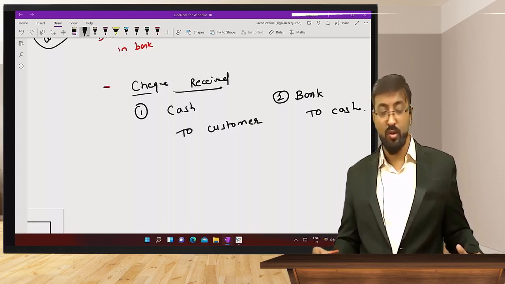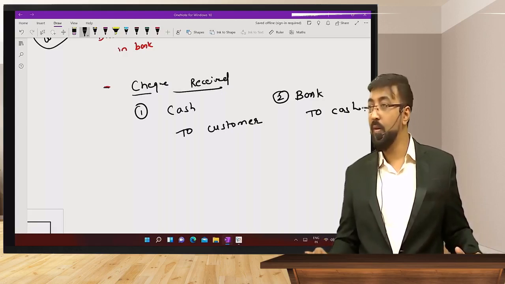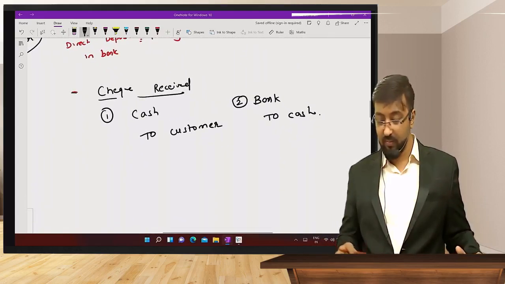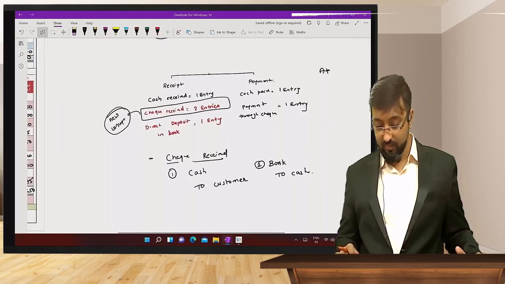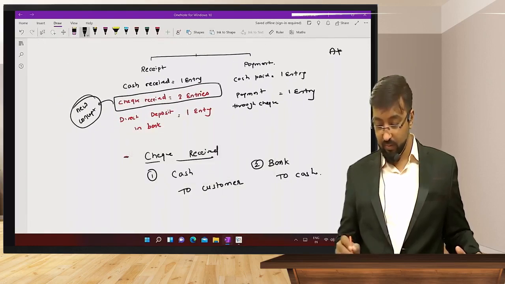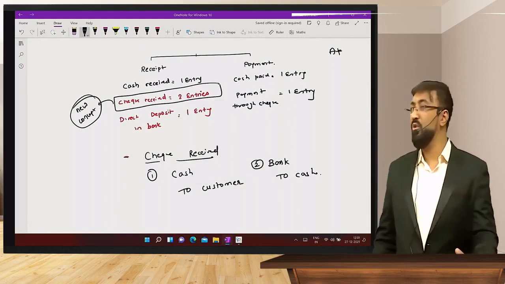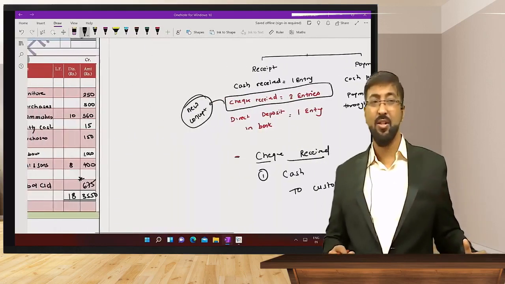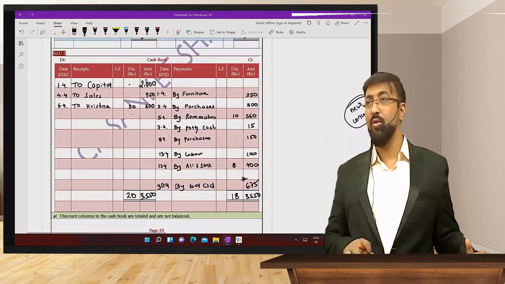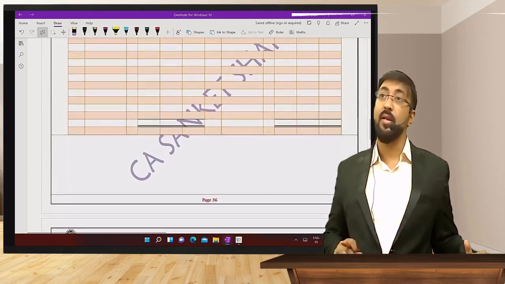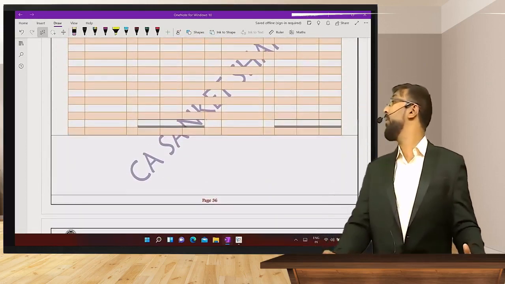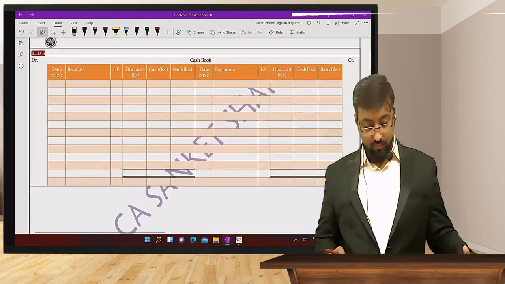Chalo, chalo, chalo, chalo. Over. Easy hai? Yes. So two entries, this is something new in this question, that cash received, though I don't think it's logically correct, but yes, from exam point of view, it's important. Chalo, write down.